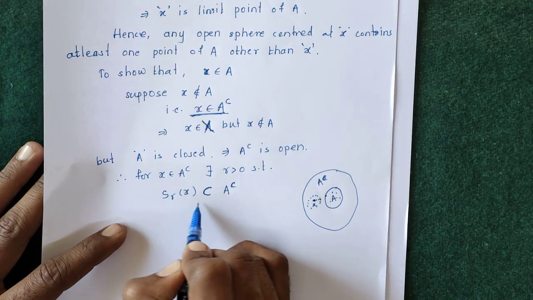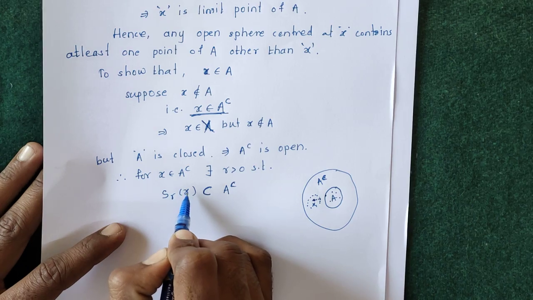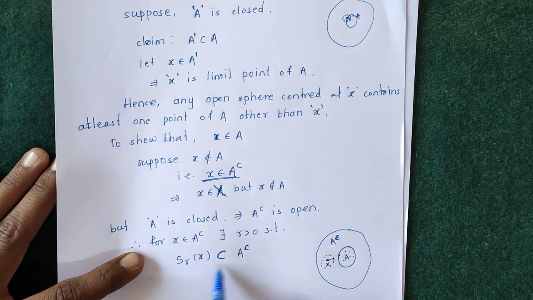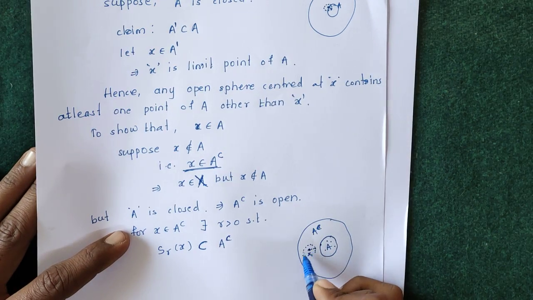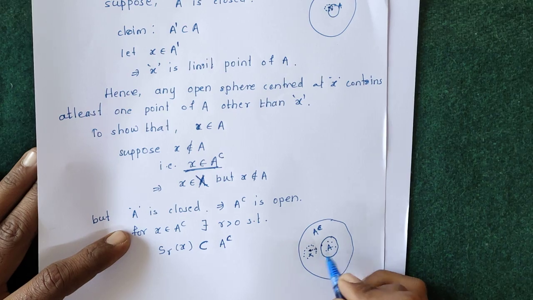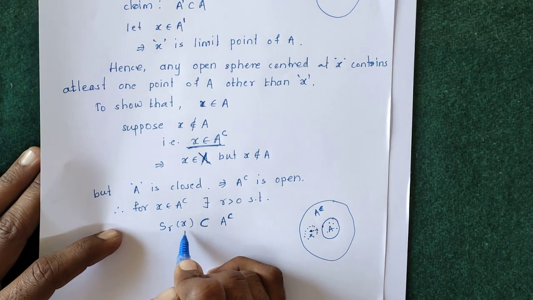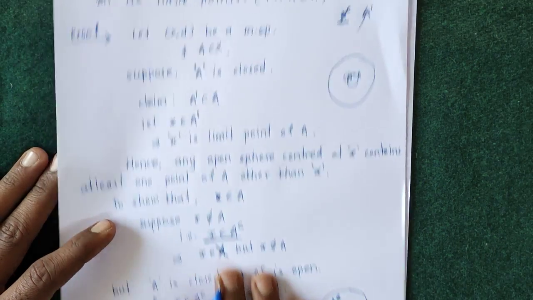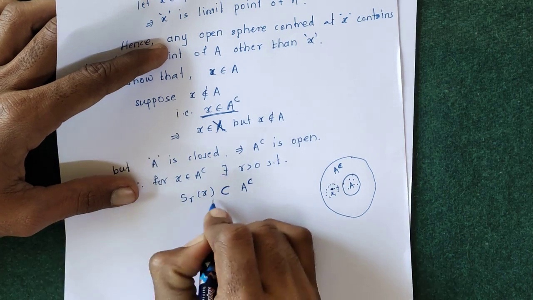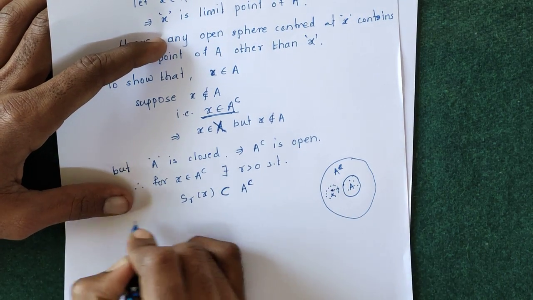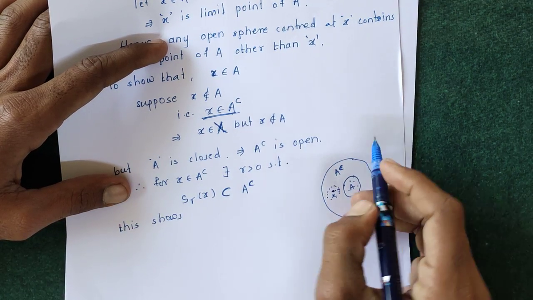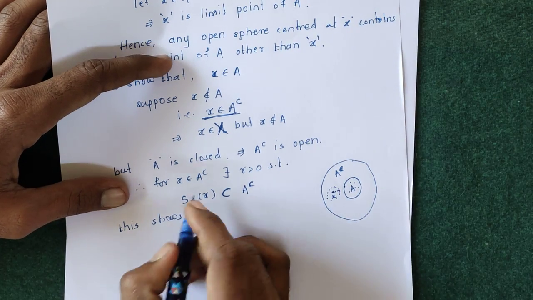If this open sphere lies totally inside A complement, this implies that the intersection of this open sphere with A is totally empty. So, this x is not a limit point, but this x was our limit point. So, this is a contradiction. This diagram is for your simplification. There is no need to write those diagrams in the proof.